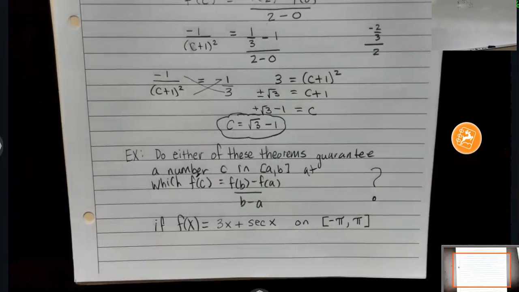Well, 3x shouldn't give us any trouble. So we're thinking about the secant now. The secant is a reciprocal function, so it's got a denominator, and we know we can never divide by 0. Is there a number between -pi and pi at which we're dividing by 0? Pi over 2, right? And 3 pi over 2 is too big, so -pi over 2. So neither of these theorems guarantee that number, because at pi over 2 and at -pi over 2, f is not continuous, nor is it differentiable.